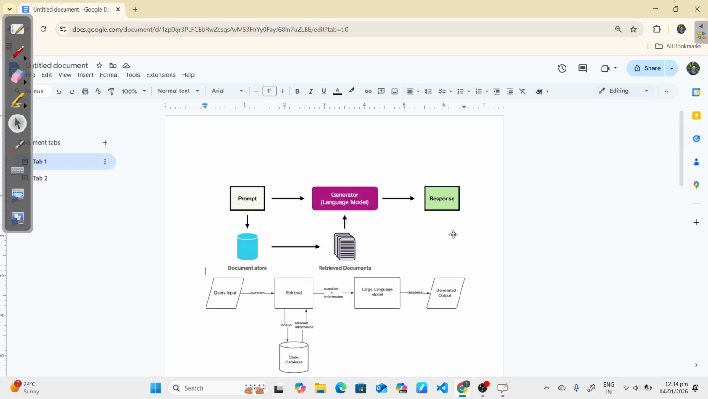If you have some personal database, it is not there in the GPT model. So here, suppose I am asking about my company policies, and I have implemented a RAG model. First of all, based on the query, RAG will go into my personal database and search for the answer. Once it gets the answer, it passes it to the LLM.